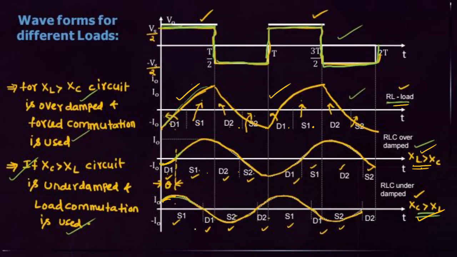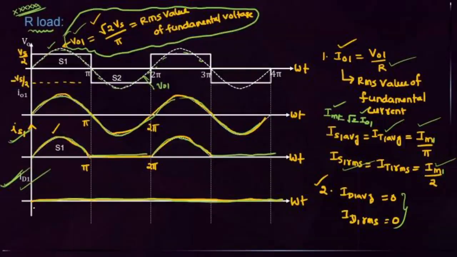This one is for leading loads. Leading loads means first switch, next diode, first switch, next diode. This is also very important. For XL greater than XC, the circuit is what nature? For XL greater than XC, the circuit is overdamped. Then which commutation can we use? Forced commutation. For XC greater than XL, the circuit is underdamped. What type of commutation can we use? Load commutation we have to use. These points are very important.